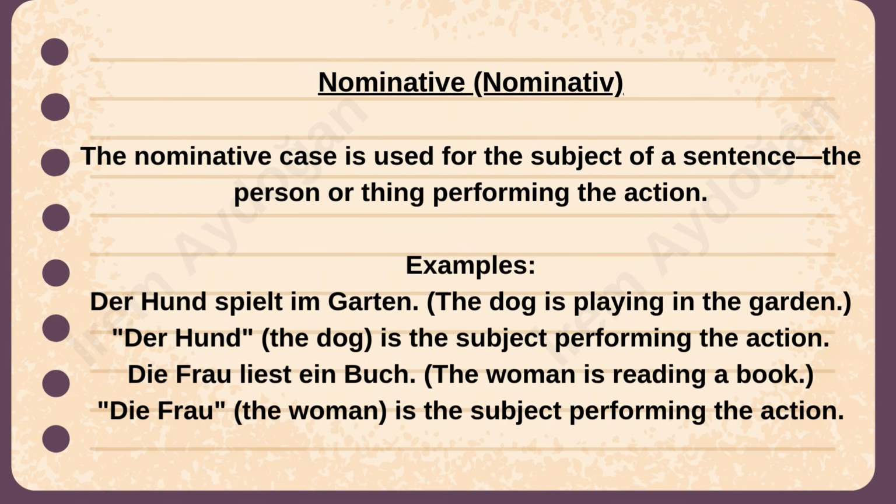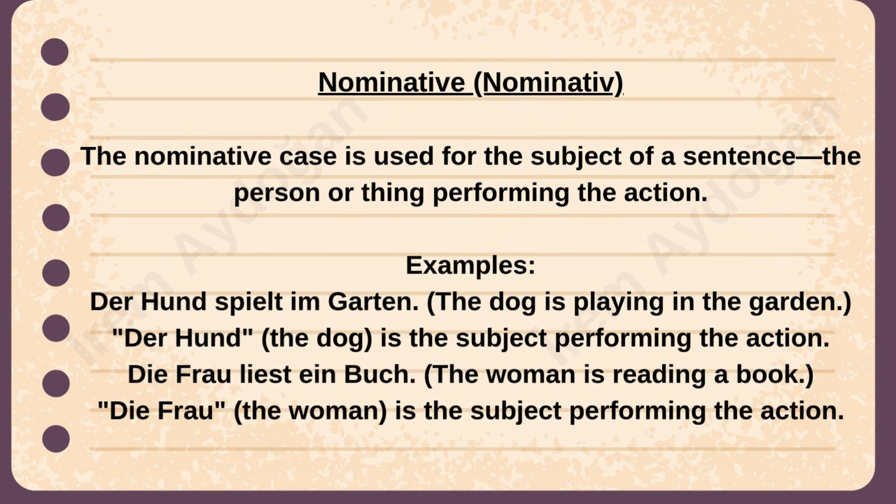Let's check the examples. We can understand better. Der Hund spielt im Garten. Who is my subject? Who does the action? The dog. Actually, der Hund in German. The dog is playing in the garden. So the dog is my subject, and the action comes from the dog.